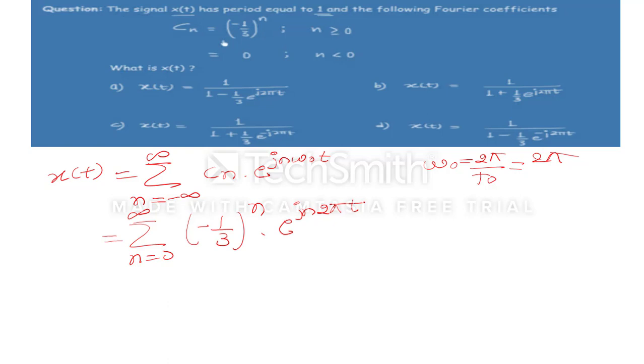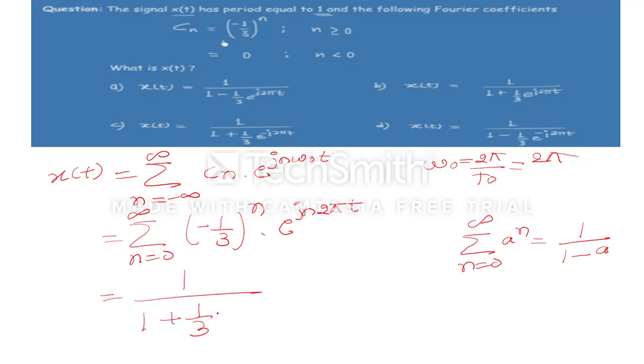So we know the series formula: the sum from n equal to 0 to infinity, where a^n is the coefficient, has the value 1 upon 1 minus a. The same thing we will apply over here. a^n is present over here, so we can take it common. So it will become 1 upon 1 plus 1 by 3 e to the power j 2 pi t. This is our x(t). So we can check here. Yeah, this B option is the correct option.